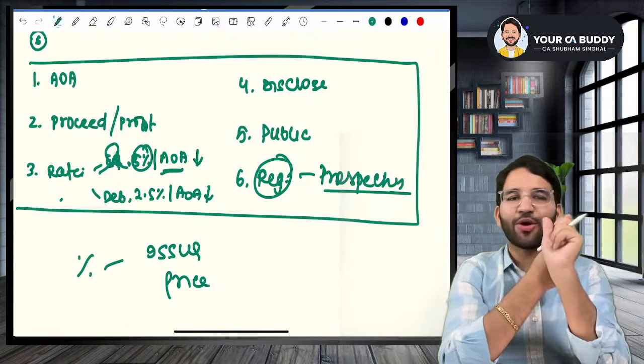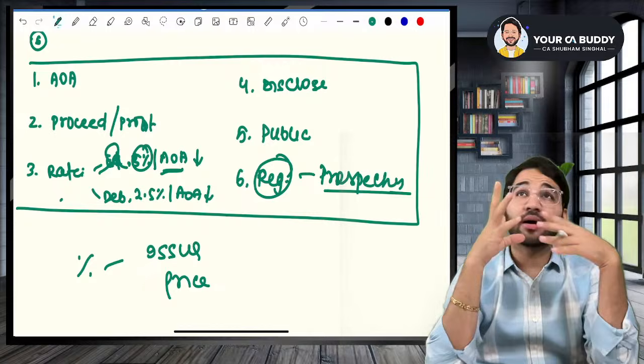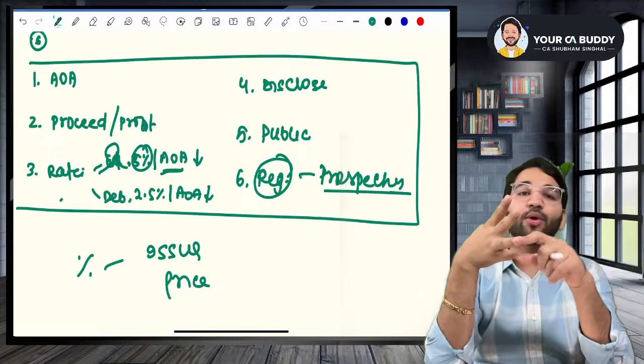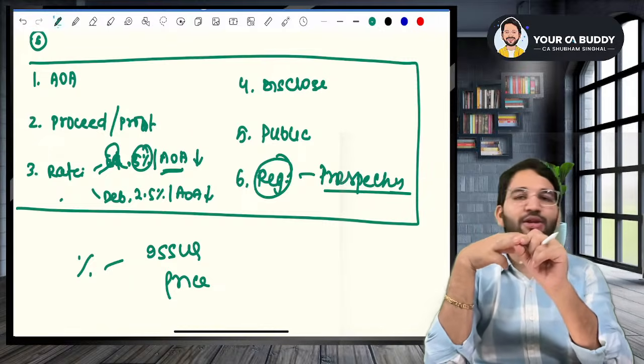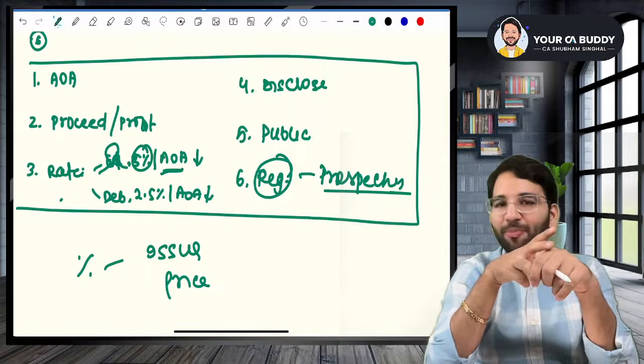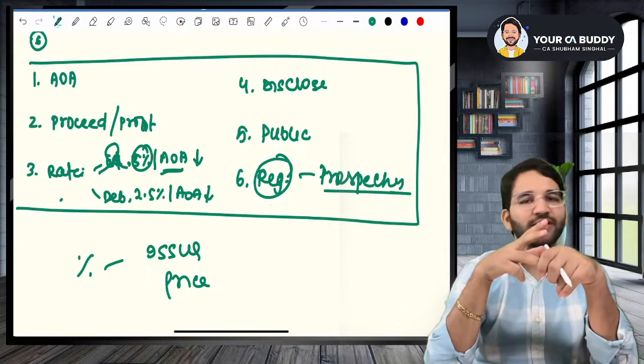Number 1, it has to be authorized by an AOA. Number 2, that the payment will be out of the proceeds of the issue or the profits of the company. Number 3, what will be the rate? The rate will be 5% of the issue price or the AOA, whichever is lower. Or in case of debentures, it will be 2.5% of the issue price or the AOA, whichever is lower.